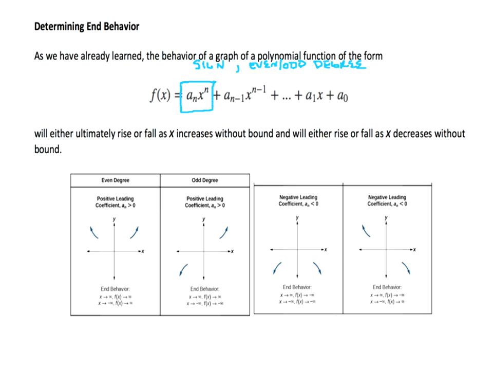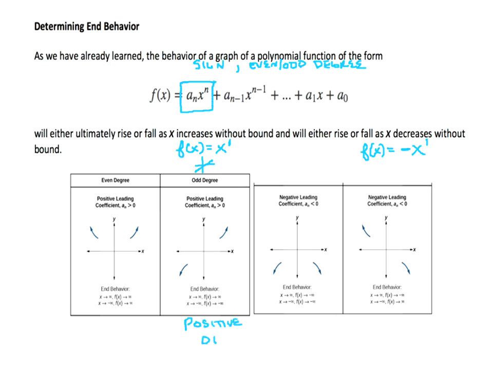We only have to know two different functions to be able to remember how the tail ends are going to act. So we have our linear function, which is f(x) equals x to the understood first power. So we have the positive linear identity, and we have the negative x to the understood first power, linear identity. If I were graphing these, it would just be a line going straight through. Notice I fall to the left and I rise to the right.